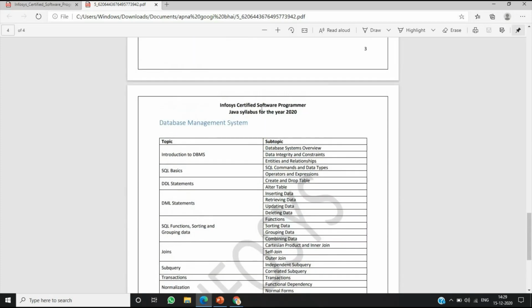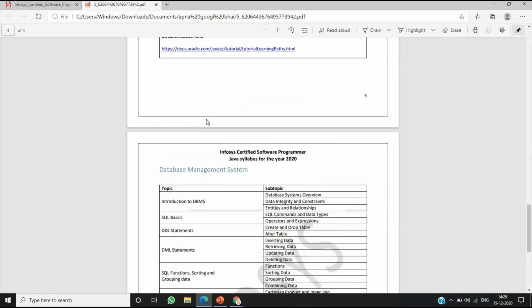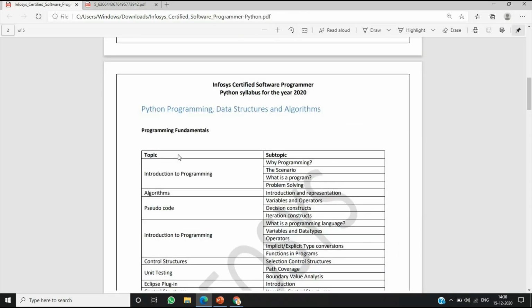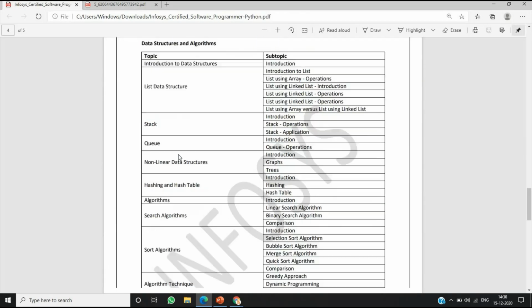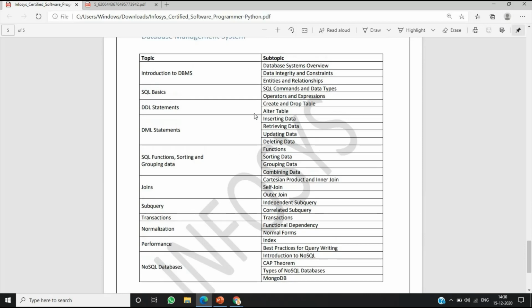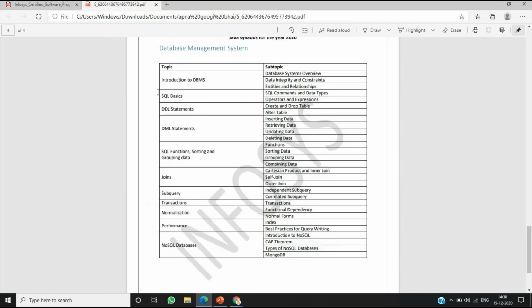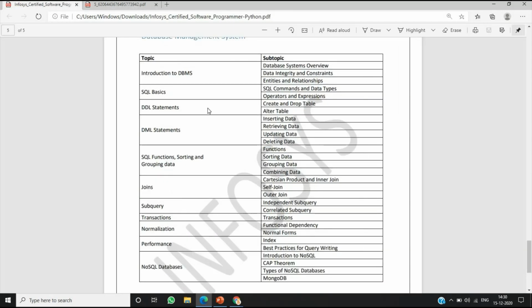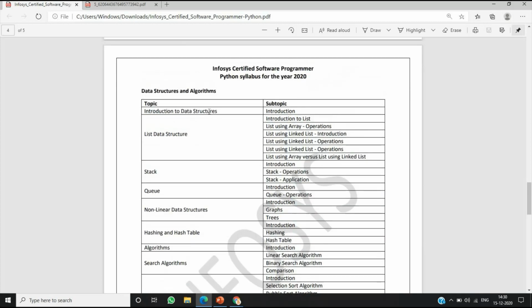You can see that there is a DBMS syllabus also, and an SQL syllabus also. But friends, the DBMS and SQL syllabus are the same for Python and Java. You can see that it is the same syllabus. There is no overlap or collaboration between them.